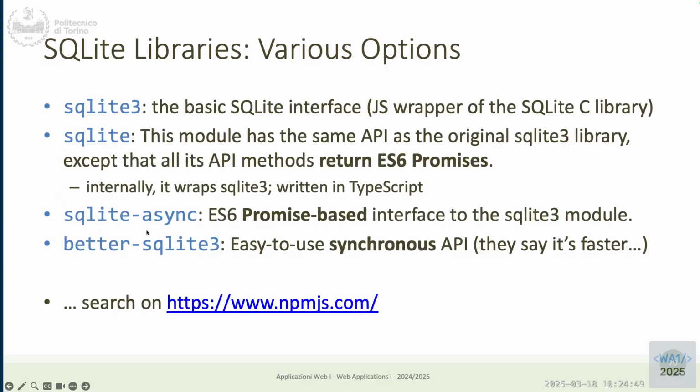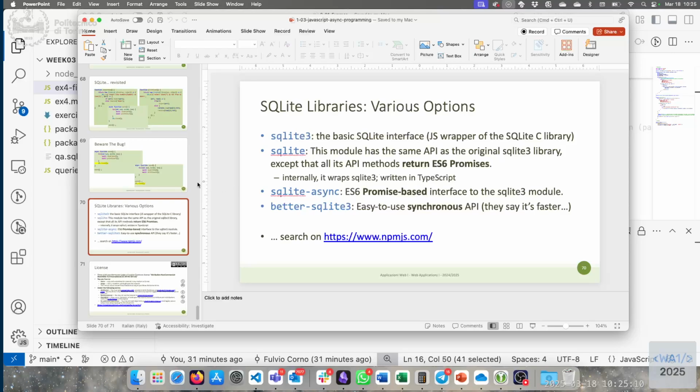For example, this async or this SQLite without the number 3, but actually they are wrappers similar to what we are normally doing. Okay, but they natively use promises if you want. So just use the library that you want. Okay, so that was the last part from last week.